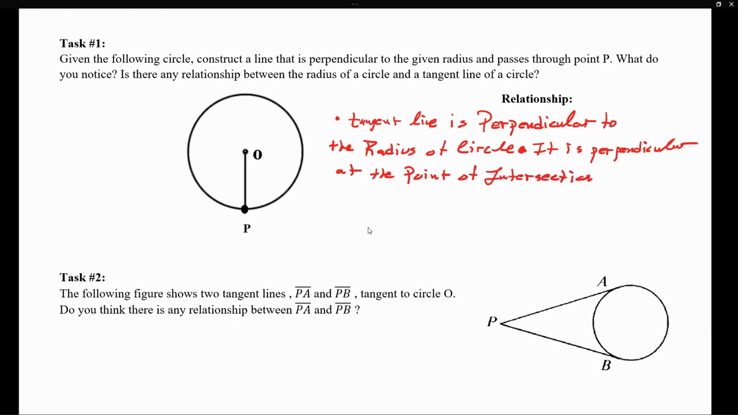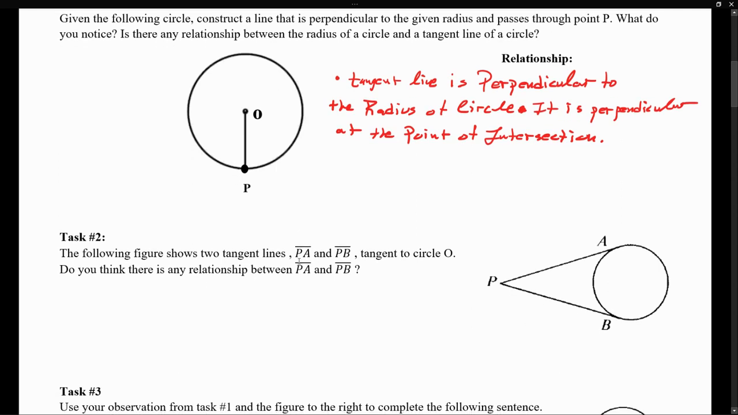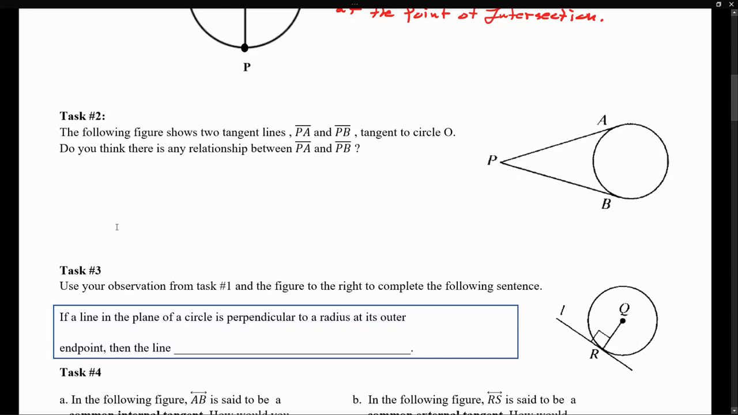So here we have our first property for tangent lines in circles. The tangent line will always be perpendicular to the radius of the circle at the point of intersection. So now let's take a look at this following task, which is going to demonstrate another property of perpendicular lines. It says the following figure shows two tangent lines, PA and PB. So here we have that PA and PB are tangent, so therefore it only touches the circle at one point.